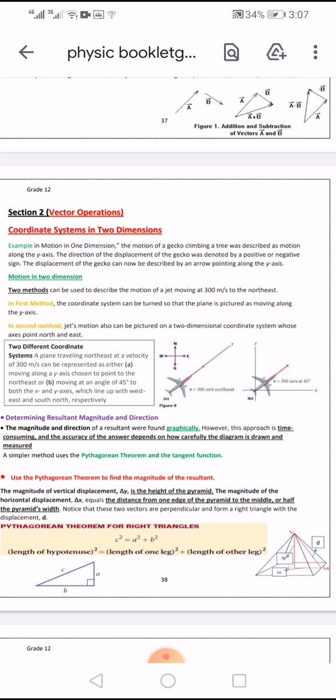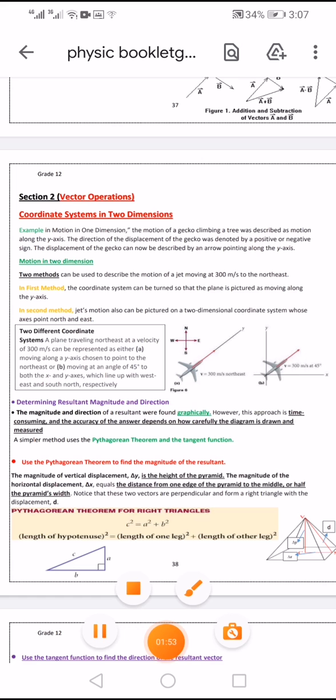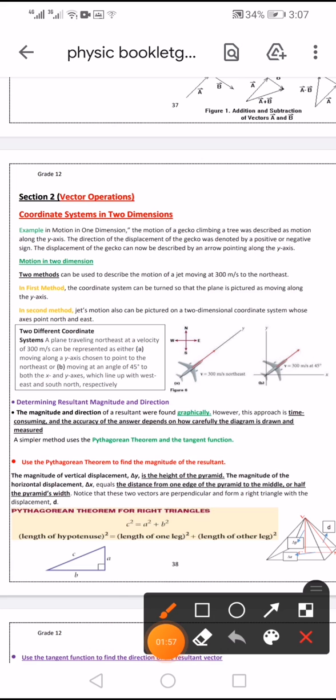So, motion in 2 dimensions. We have 2 methods to describe motion in 2 dimensions. First method, the coordinate system can be turned so the plane is pictured as moving along the y-axis, like this one, like figure A.